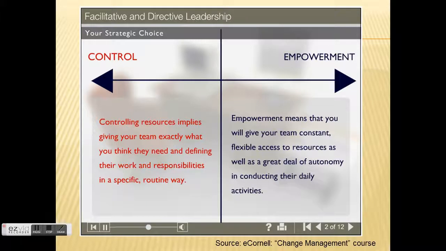Now, the directive approach focuses on control. It's about controlling resources, which implies giving the teams exactly what they need and defining their work and responsibilities in a specific routine way. So the directive approach assumes that employees or partners must be driven, coordinated, directed, supervised, and pointed toward the organizational objectives. They must be given the means and the ends for pursuing a task.